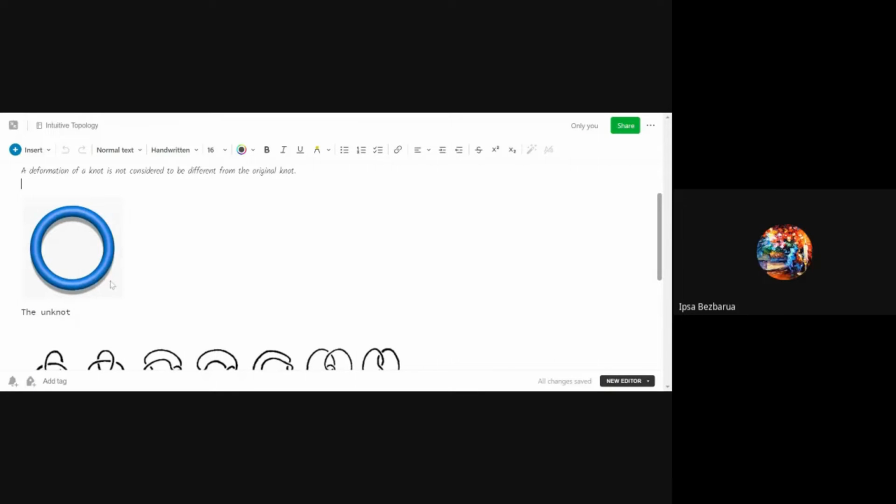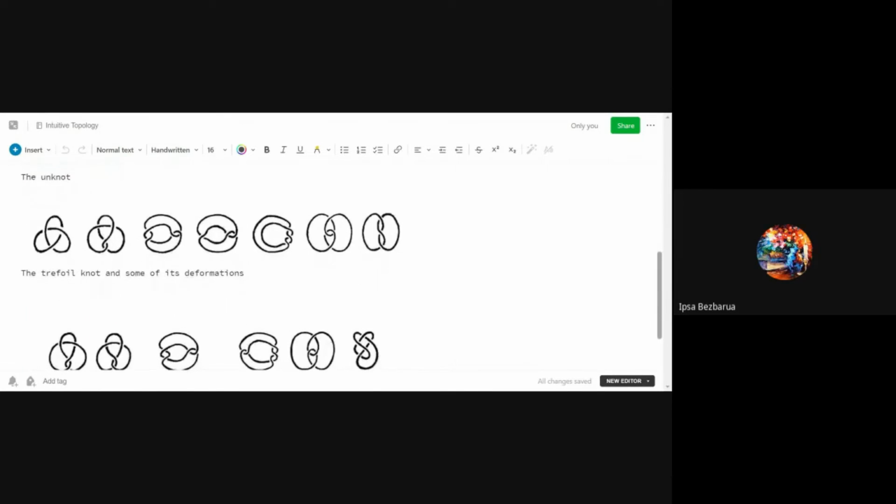This blue thing, this blue circle, is a piece of string that hasn't been knotted in any way. It's just open. The next one is called the trefoil knot. The first picture that you see over here on the left is the classic version of the trefoil, and the other six pictures are deformations of the trefoil.